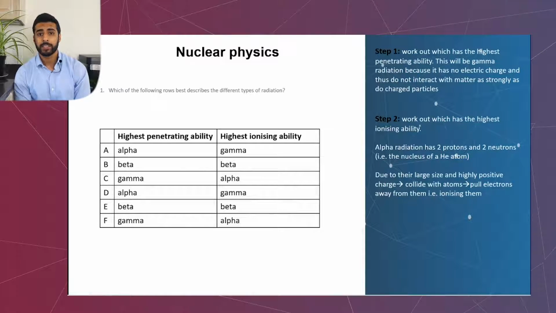Step 2 is ionizing ability. So alpha radiation has 2 protons and 2 neutrons, which is the same as the nucleus of a helium atom. And because of the large size and the high positive charge, because it has 2 protons, it's able to pull electrons away from atoms when it collides with them. And therefore, if you take an electron away from an atom, it's now going to have one less negative charge on it. So it will probably have a net positive charge and therefore will now be ionized. And so ionizing it makes it highly reactive, and therefore it can react with all sorts of structures, including the negative phosphate groups which you find in DNA.